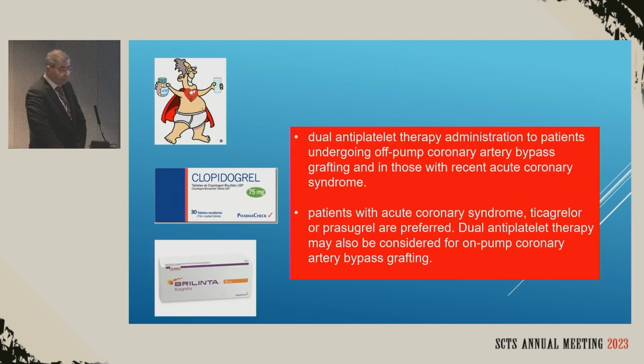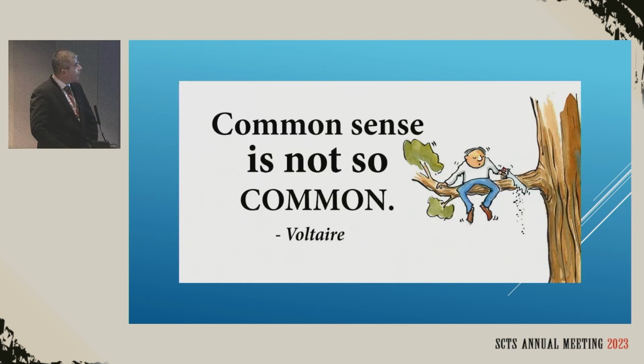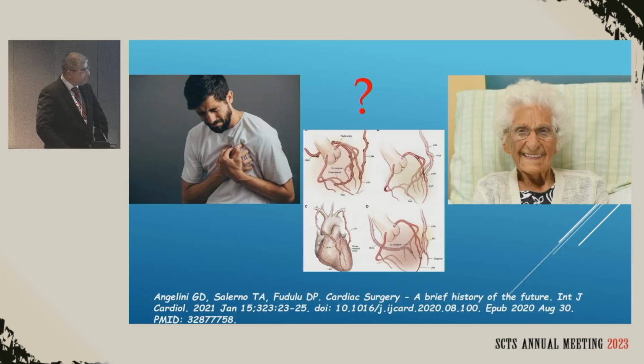But undoubtedly, the wide use of dual antiplatelets in our patients has made a tremendous impact on these quite good contemporary outcomes of saphenous vein grafts. And this comes mainly from the PCI cardiology trials. And again, the use of statins perioperatively made quite an important contribution to improving vein graft patency. So we have to use common sense, but common sense is not so common.